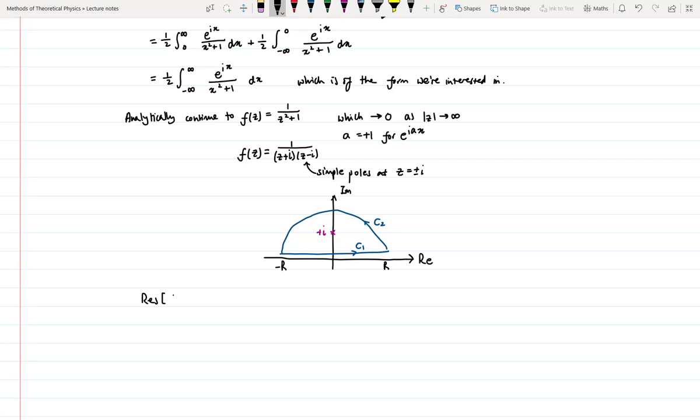The residue of f of z e to the I z at plus I. Well, we're going to use our result from the end of topic 7. This is the limit as z tends to I of z minus I, and then times the integrand, which is e to the I z over z plus I, z minus I. This gives us e to the I squared divided by 2i, which is 1 over 2ie.